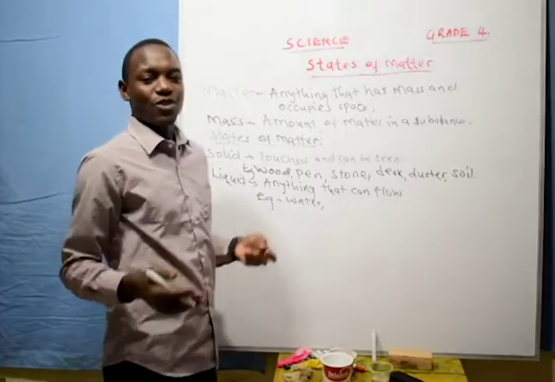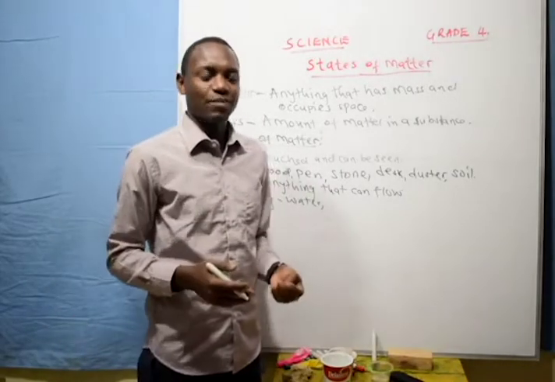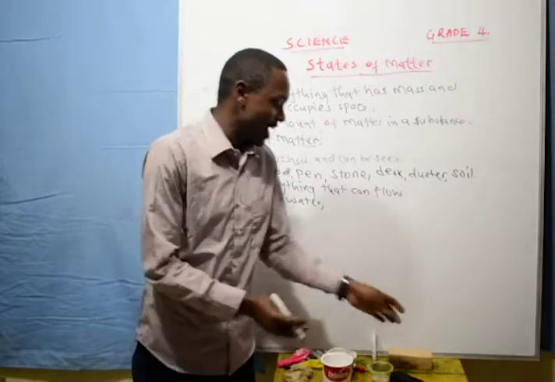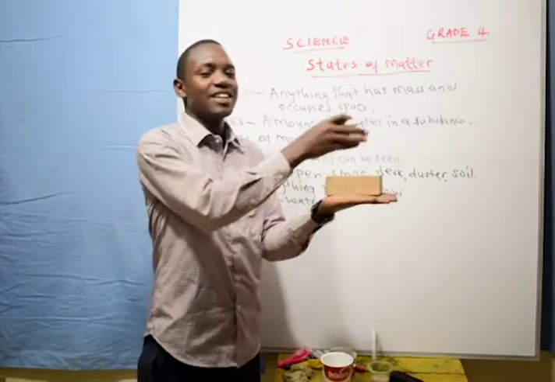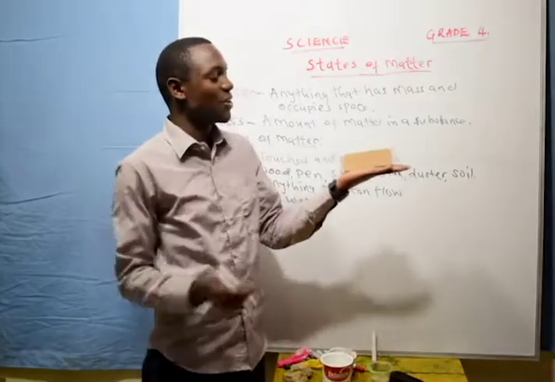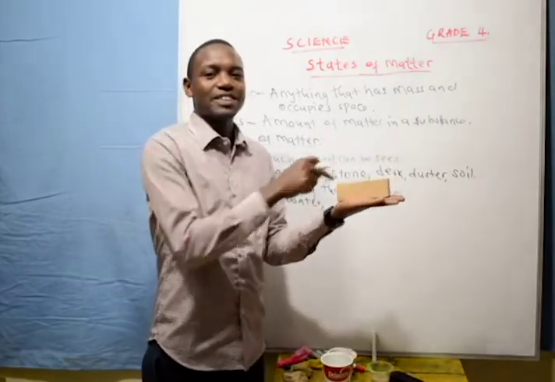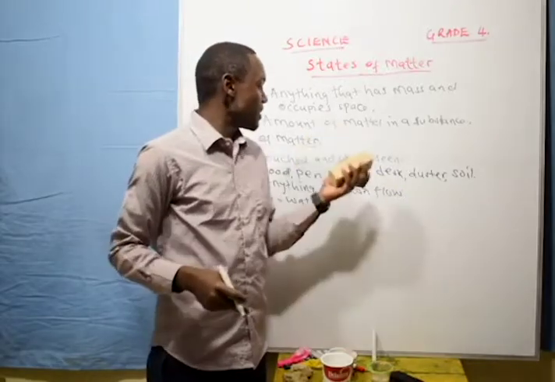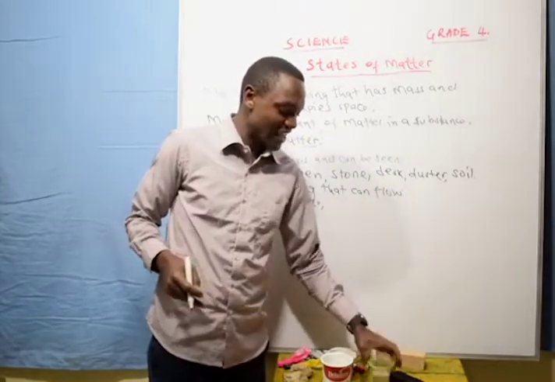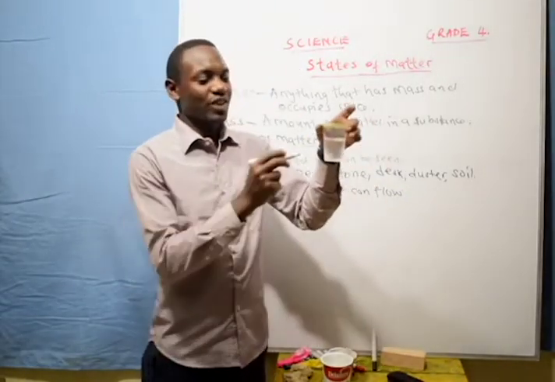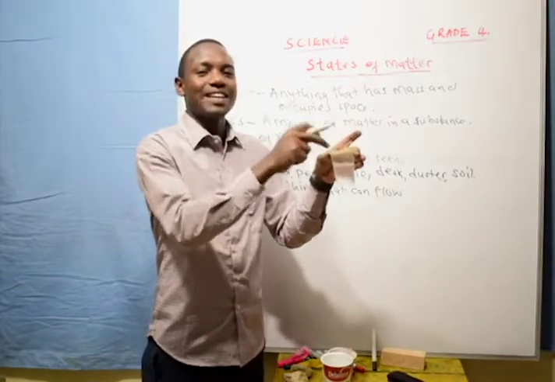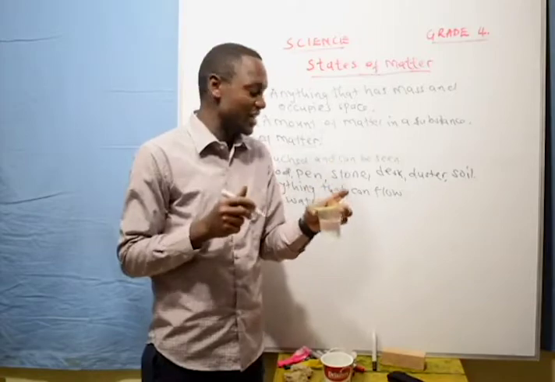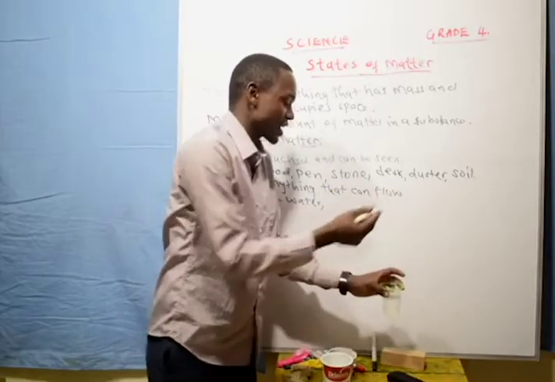What else can flow? That can be put in a container, because water cannot stand on its own like this piece of wood here. You cannot place water here and then it accumulates. Water can only be placed in a container like this one. Because this water cannot stand on its own, it has to be put in a container.